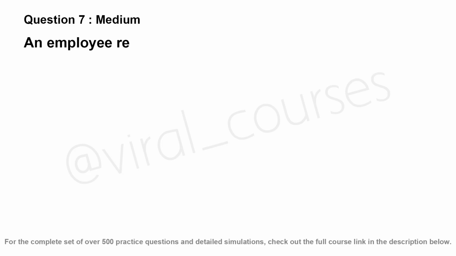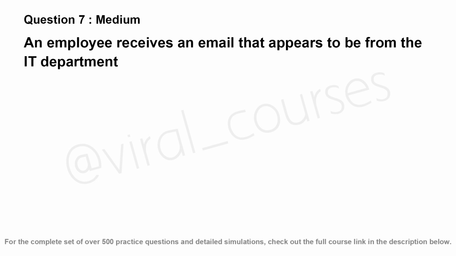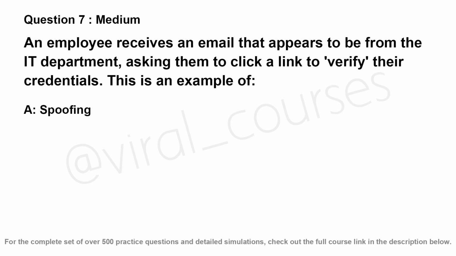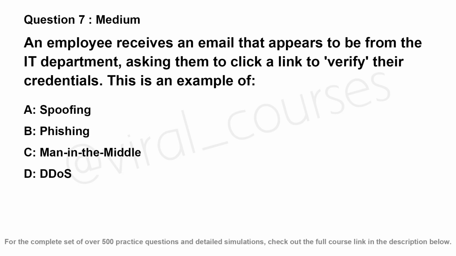An employee receives an email that appears to be from the IT department, asking them to click a link to verify their credentials. This is an example of Option A, spoofing. Option B, phishing. Option C, man in the middle. Option D, DDoS.